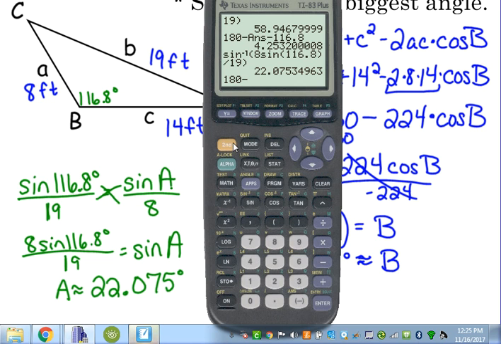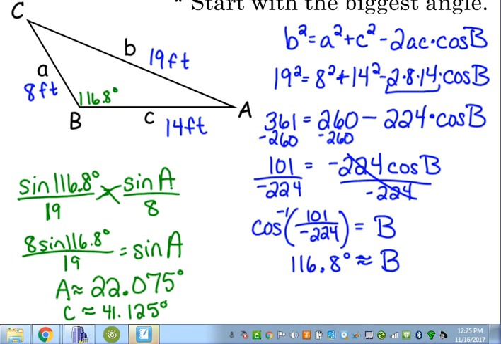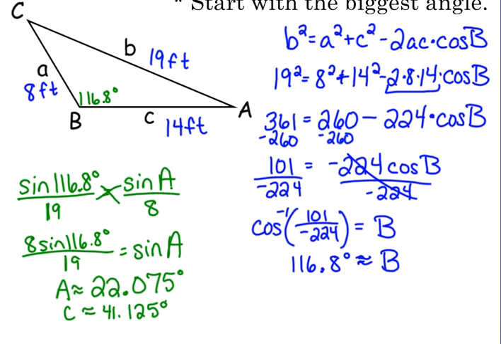180 minus that, minus 116.8. That's better. Okay, so angle A should be our smallest. It is. Angle C is the one in the middle. Side C is the one in the middle. That's a 41. Doesn't really look like one, but that's a 41. 41.12.